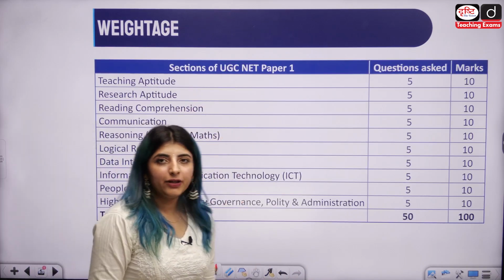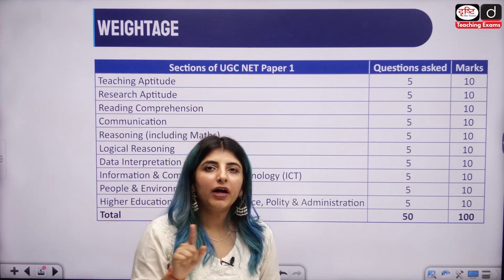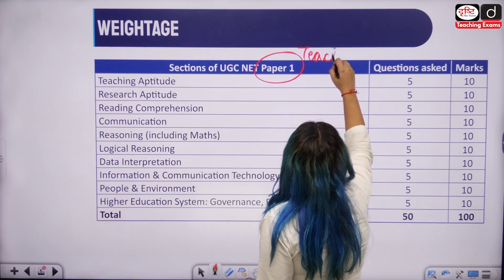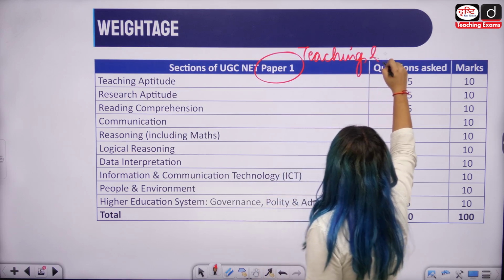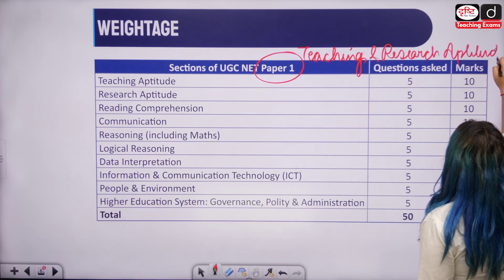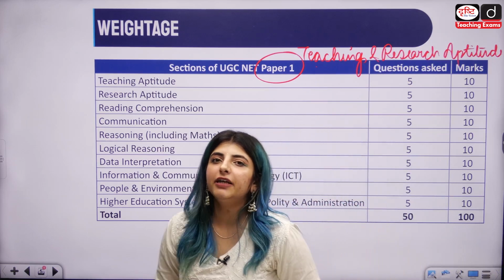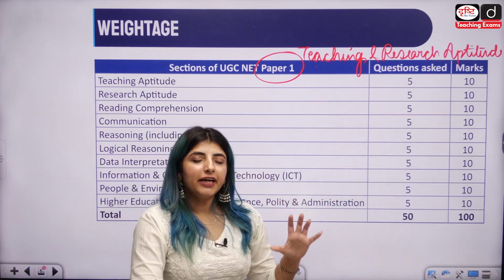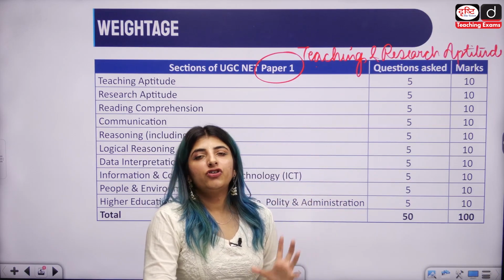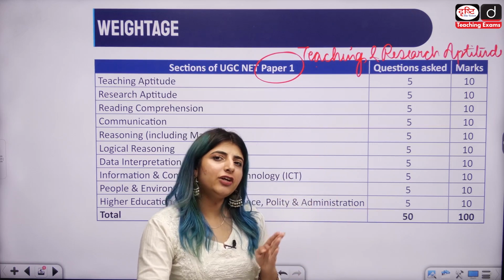So we have 10 units here. First of all, I would like to tell you the name of paper 1, which is known as Teaching and Research Aptitude. Now this particular paper is not solely related to teaching and research only. They are going to judge your critical thinking skills, your conceptual understanding of each and every unit.